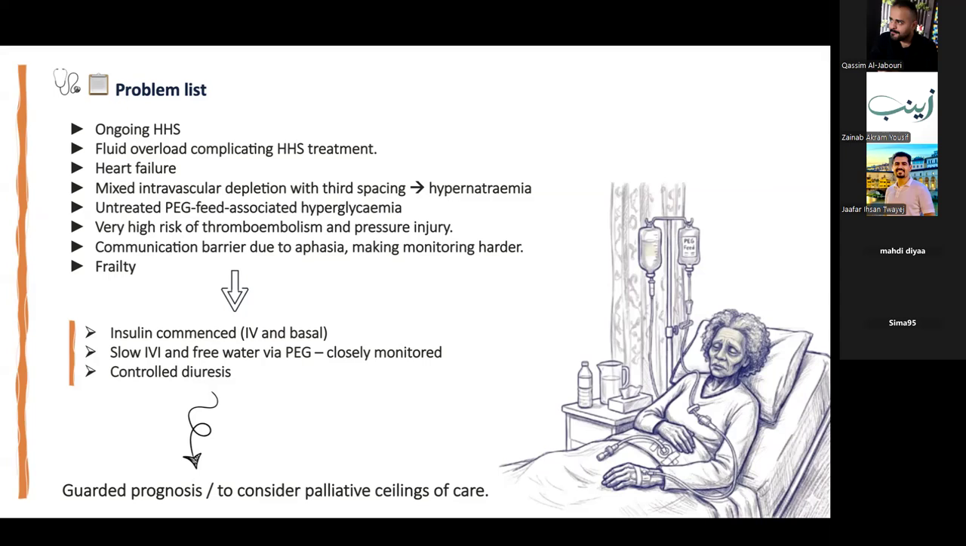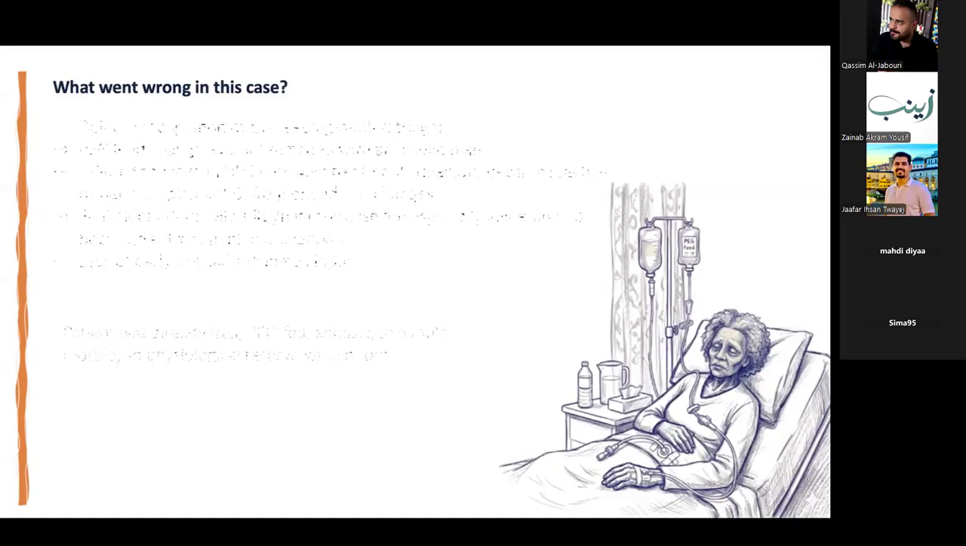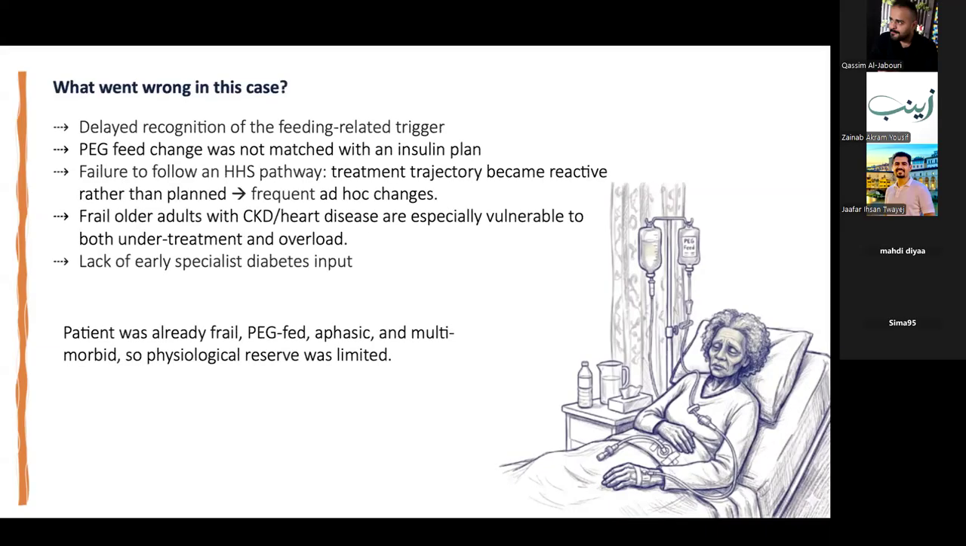So what went wrong with this case is the delayed recognition of the feeding-related trigger, which was the hyperglycemia associated with the feed, and the subsequent delayed management of that feeding-related hyperglycemia. There was failure to follow the HHS pathway that is appropriate to her multimorbid state or background.